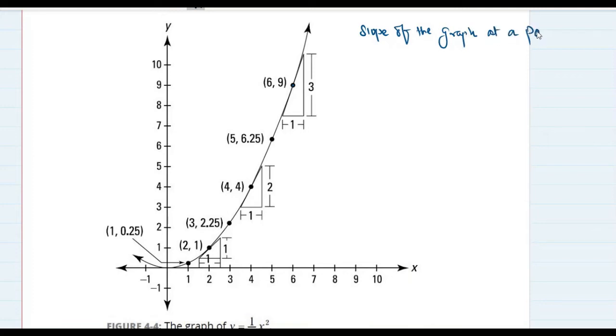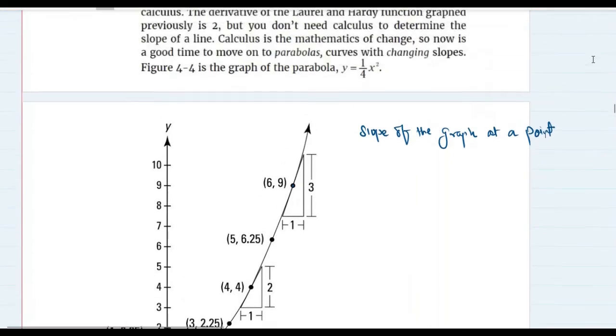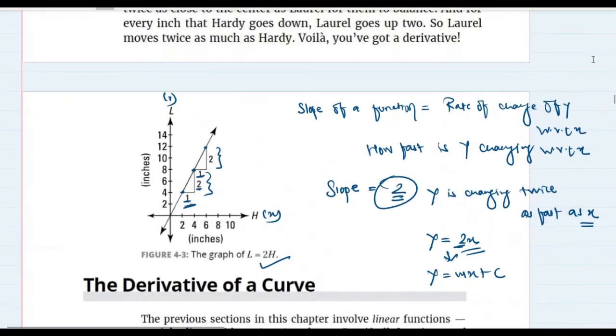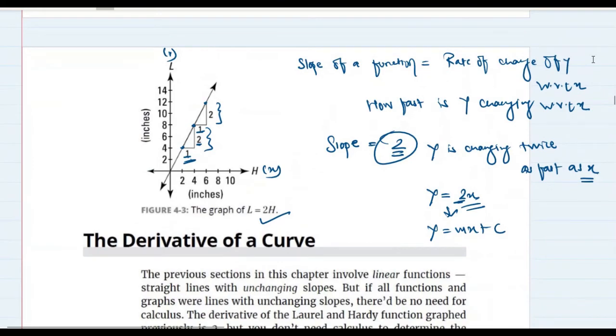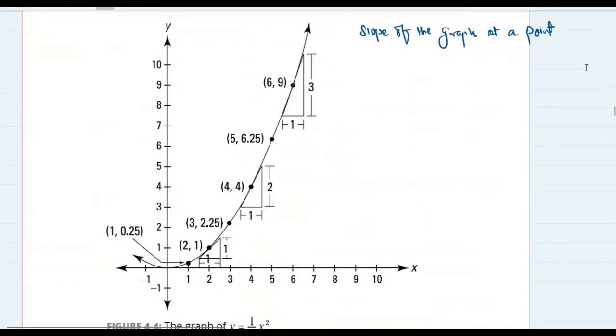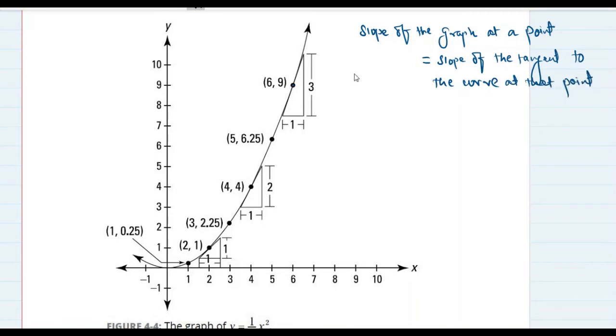Okay, remember that you cannot have 2 points for finding the slope of a graph. For a line you need 2 points, but for a graph you cannot have 2 points. So you have to find the slope of the graph for a curved graph, for a graph of a function which is a curve. If you want to find the slope of this kind of graph at a point, then you need to find the slope of the tangent to the curve at that point. So at that point, you need to draw a tangent.